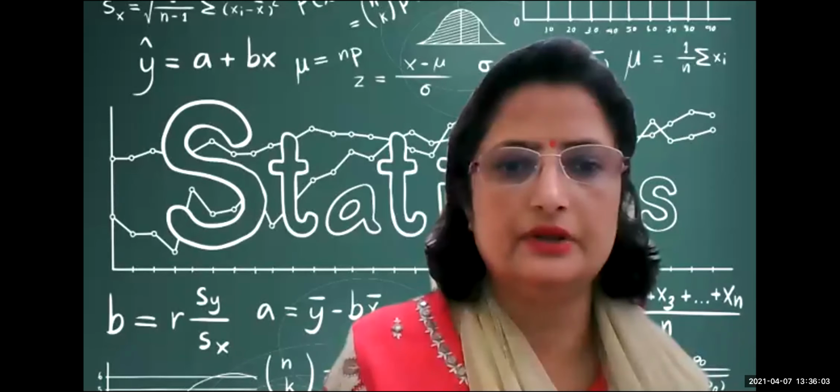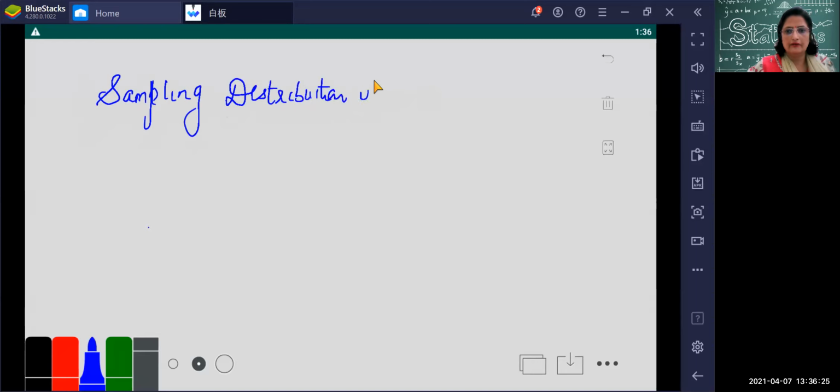So today we will do the definition of sampling distribution. We have done the examples of how to find the sampling distribution. So, sampling distribution of a statistic. What is the definition of this?